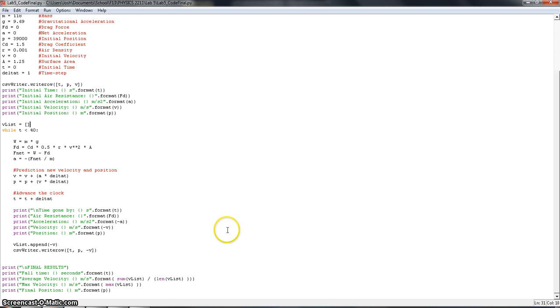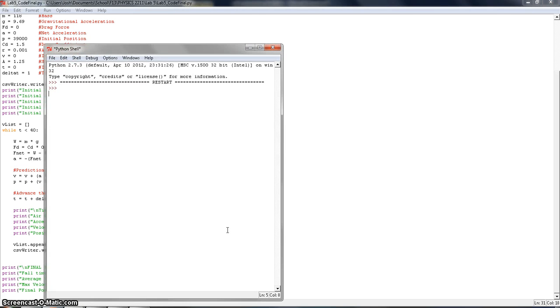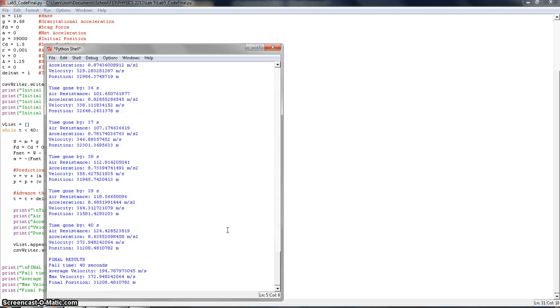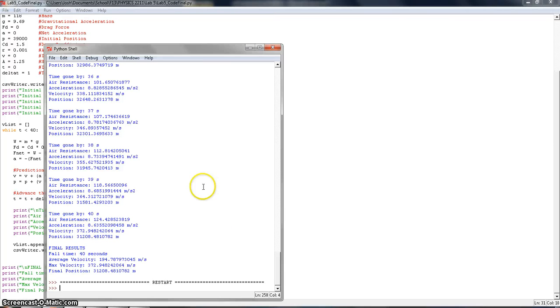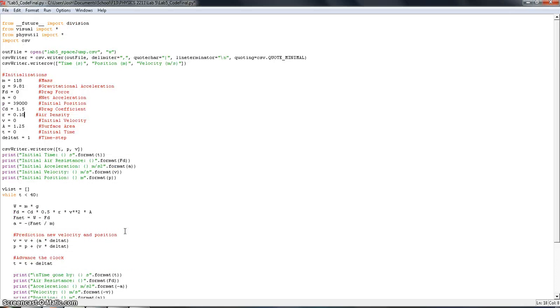When we run this code, we see that the model predicts a new velocity and position for Felix for each second that goes by. After 40 seconds, his velocity is 372 meters per second. We know that this model is successful because in real life, after 40 seconds, he had a velocity of 377 meters per second, which is close enough for the purposes of this lab.